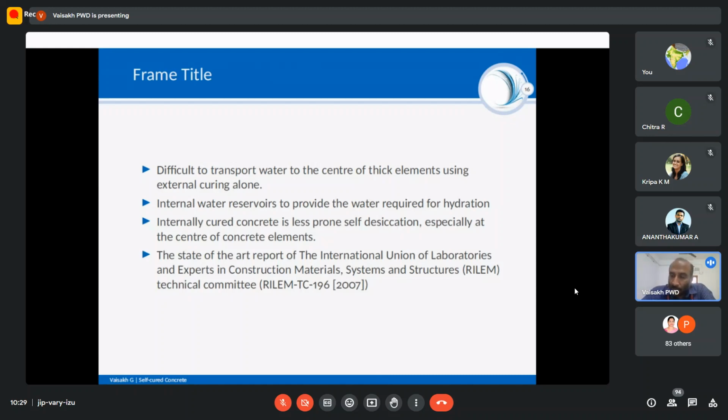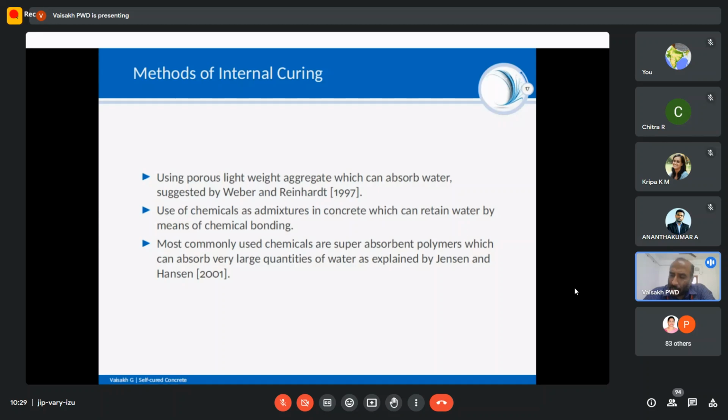So when we are using chemicals to bond water, which is having lesser chemical potential than the hydration of cement and water, when the water that is free is used up, the chemical bond between the compounds are broken down, and the water will get attached to the cement, and hydration takes place. This is what we use to do in chemical bonding.